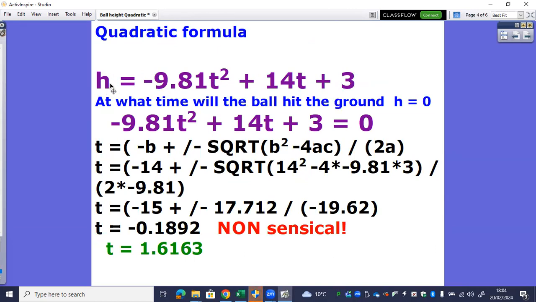For height equal to 0, we can use the quadratic solution: minus b plus or minus the square root of b squared minus 4ac, all divided by 2a. a is the constant minus 9.81, b is 14, c is 3. If we plug in these numbers and jump through the computation, we get two possible values for t. The negative one is nonsensical. The valid one is time equals 1.6163 seconds, and we'll confirm that graphically through Excel.